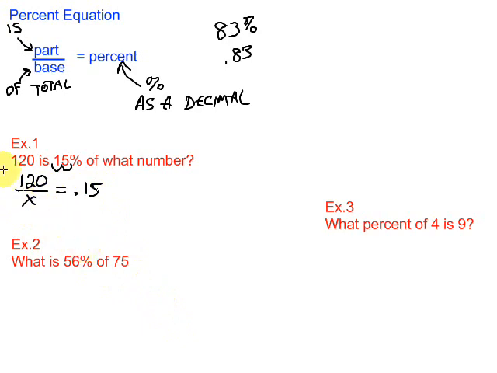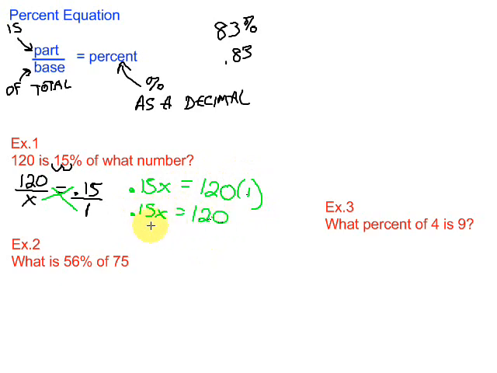Then we put in a variable in the other spot, like so, and there's our equation that we can solve. To solve this equation, the easiest way to do this will be to put this over 1. It's the same thing, we can divide a number by 1, and then take our cross products. So if we take our cross products, we have 120 times 1 and 0.15 times x. So we have 0.15x equals 120 times 1, which is just 120. So we have 0.15x equals 120.